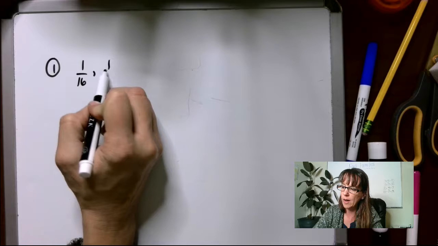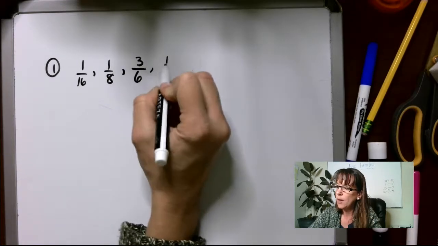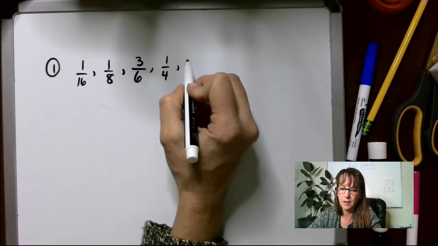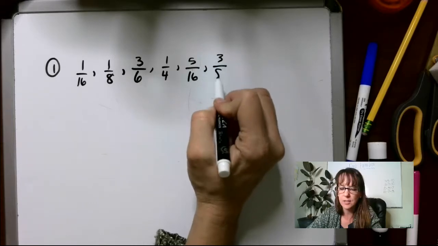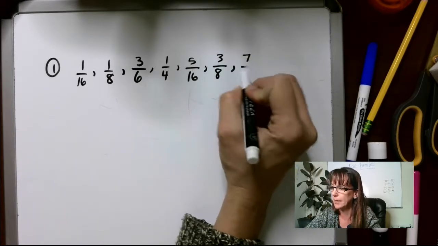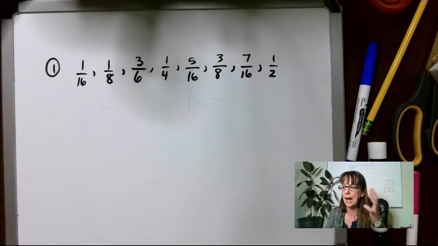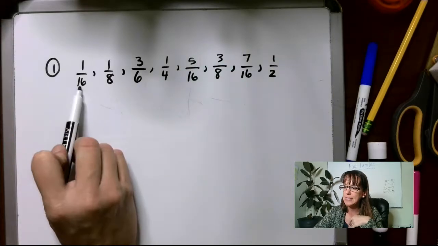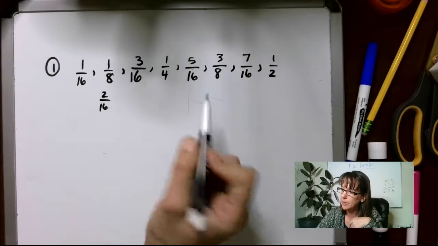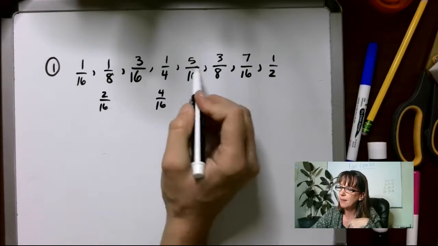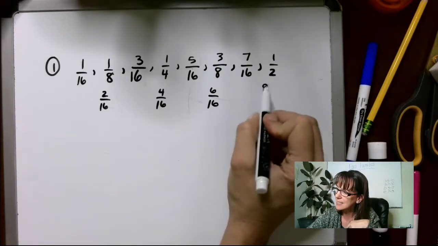So we've got 1/16, 1/8, 3/16, 1/4, 5/16, right? So I think you're catching on to this pattern. It's exactly what I just showed you with that ruler, right? So if I were to convert all of these guys into having the same denominator, I'd have 1/16, 2/16, 3/16, I forgot my one there, 4/16, 5/16, 6/16, 7/16, 8/16.